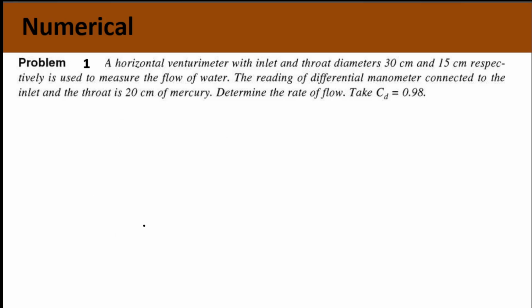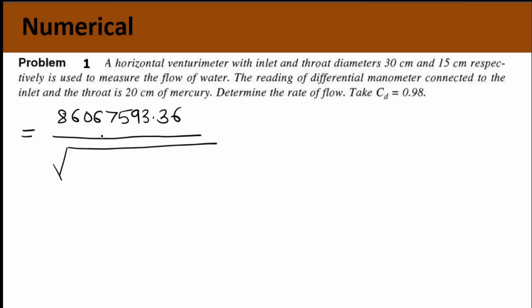Okay, so we'll go to the next step. The value of the numerator that I have found out is 866067593.36. Please let me know if the value is something different. If you are getting a different value, then it might be possible that you have committed some mistake.